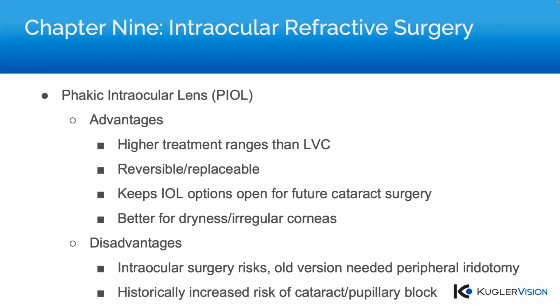create a peripheral iridotomy. Other disadvantages: you are doing intraocular surgery, so there's a higher risk for endophthalmitis, but typically very low risk of endophthalmitis because you're leaving the capsule intact, and typically less complications related to that. Historically, there was an increased risk of cataract formation and pupillary block with the older versions of ICL. Nowadays, that risk is essentially zero with the EVO. The thought is that with the central port on the EVO lens, you're bathing the anterior lens capsule in aqueous like it normally would be, and therefore have less risk of cataract formation.